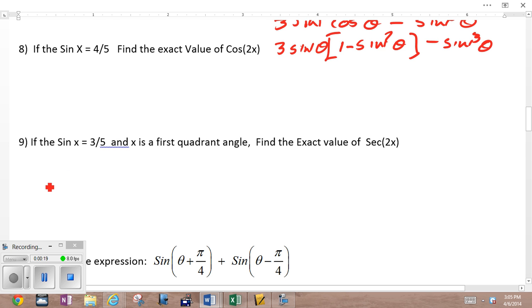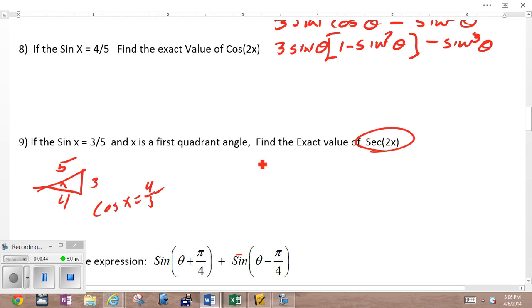All right, so we immediately go to a triangle. Here's our angle X. Here's our opposite 3, hypotenuse 5. So 4 is our adjacent side. So then the cosine of angle X is going to equal 4/5. And of course, what do we need? We need the secant of 2x.